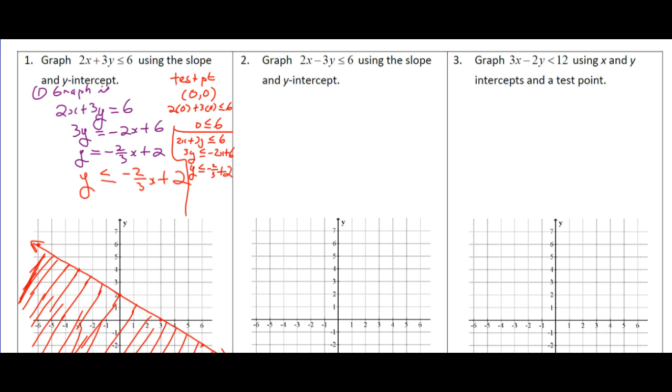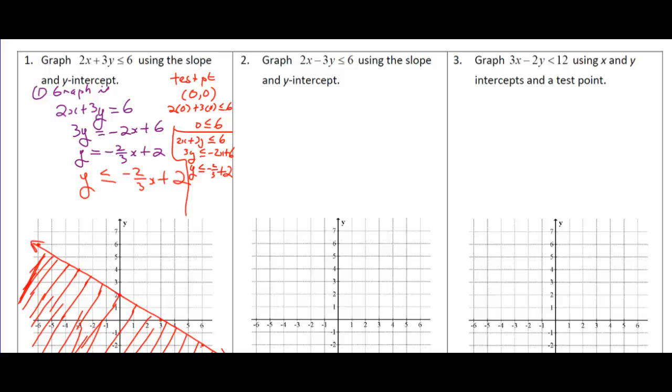I generally don't like it. I like to do the boundary line as an equals, and then maybe use a test point to figure it out. But you could do it with the less than or equal to. We could do all the rearrangement, do all the algebra, and just say, if y is less than or equal to, that means it has to be below.